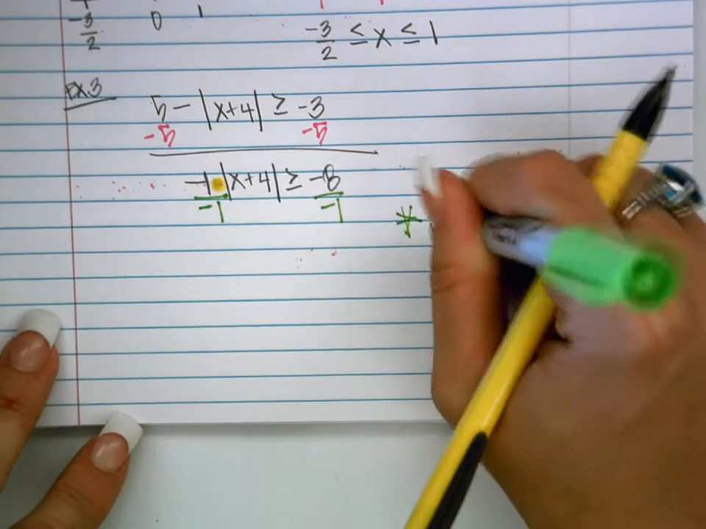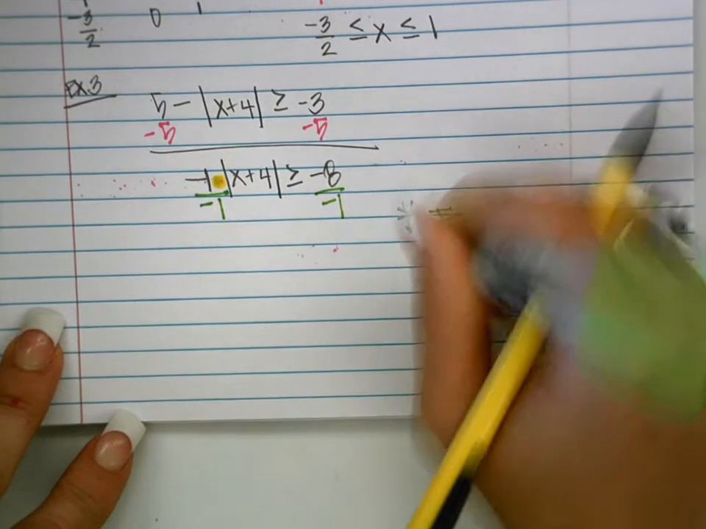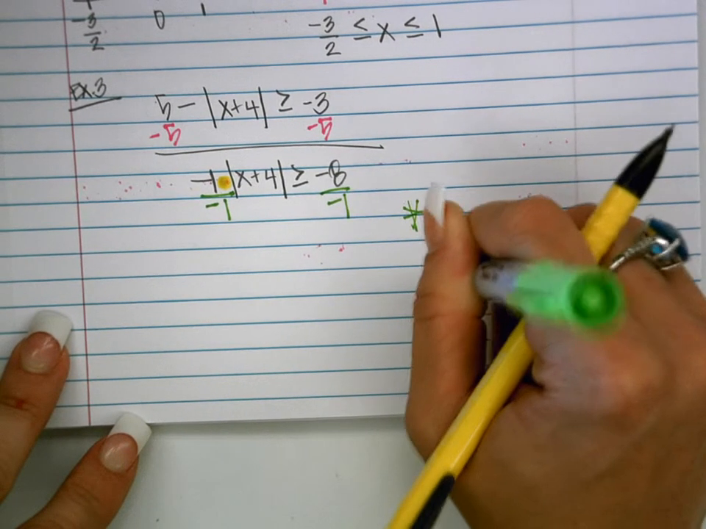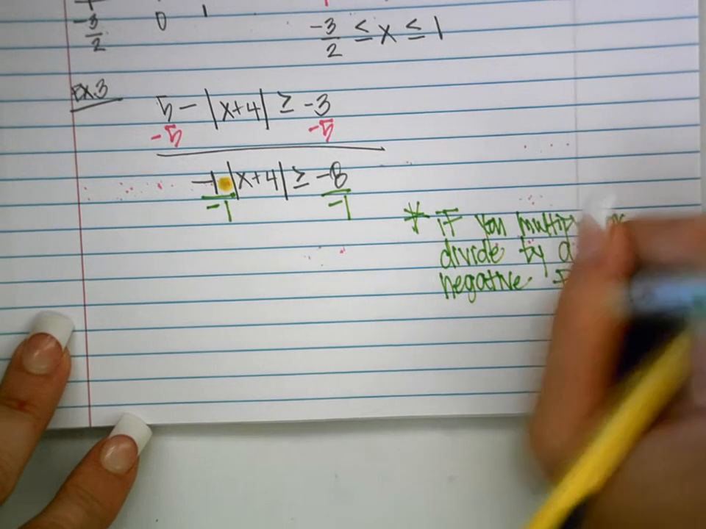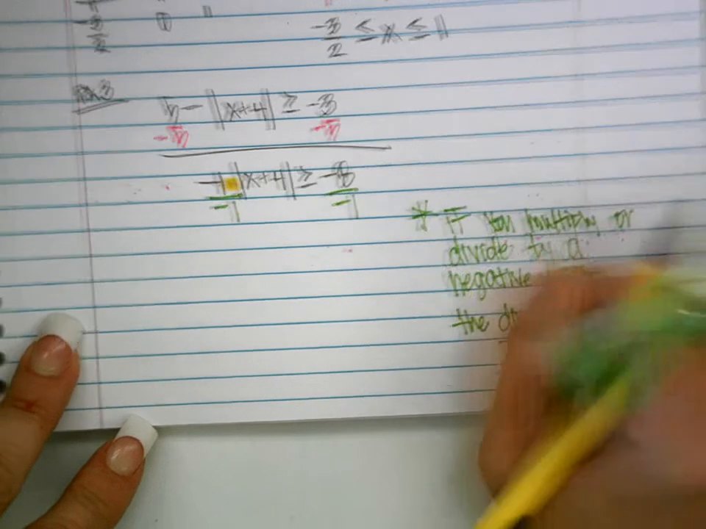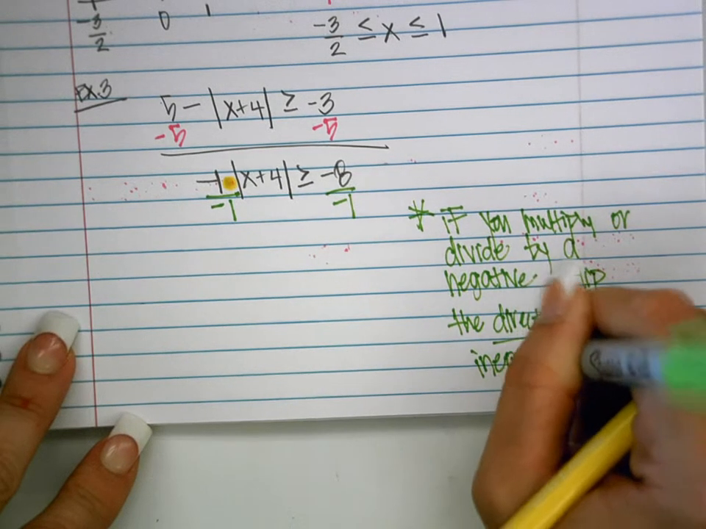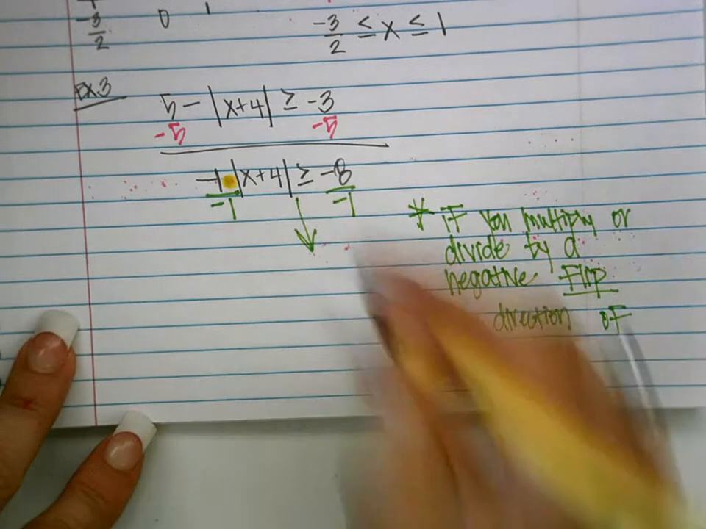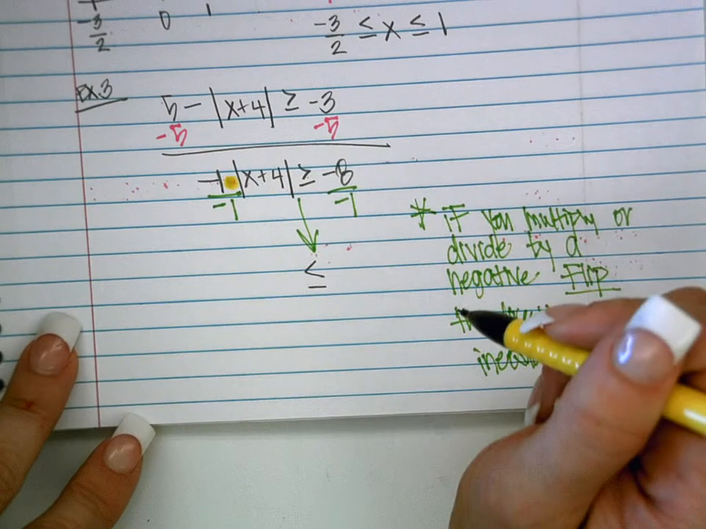If you multiply or divide by a negative, you have to flip the direction of the inequality. So what that means is anytime you multiply or divide by a negative, this flips. This will become less than or equal to. So it flips from greater than to less than. Then you just do the regular math.